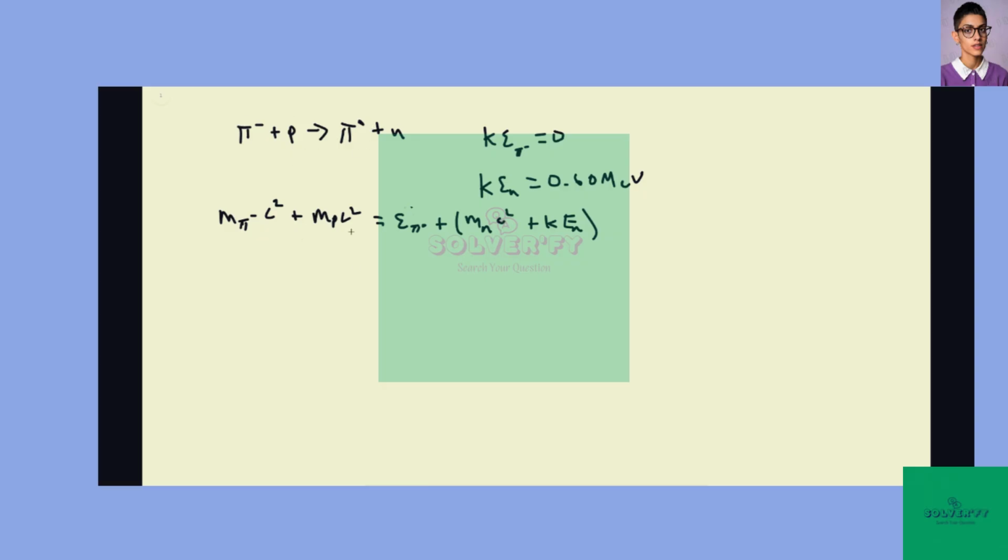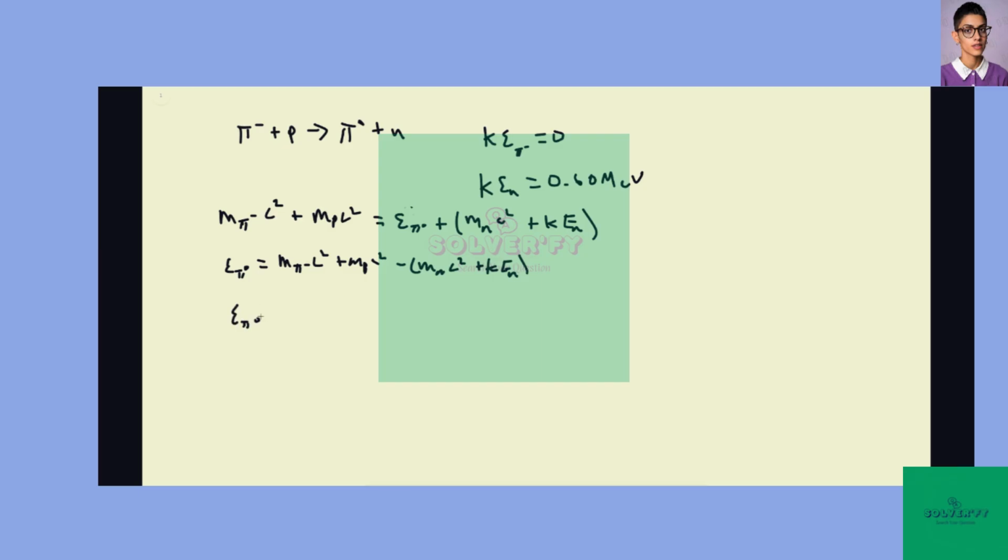So now we can rearrange this just to solve for the total energy of the pion. So the total energy of the pion is going to be equal to the rest energy of the minus pion plus the rest energy of the proton, minus the rest mass energy of the neutron plus its kinetic energy, so the total energy of the neutron.